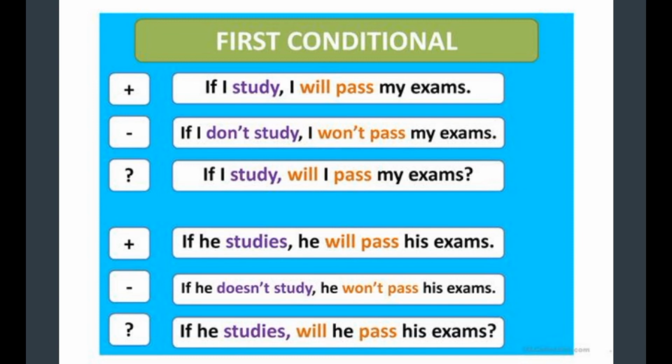That means comma after the conditional sentence, right? But when I invert the order, I don't need to use the comma. Alright? Another example. If he studies, he will pass his exams. Negative. If he doesn't study, he won't pass his exams. For questions. If he studies, will he pass his exams? It is the same sentence but now for the person he, right?